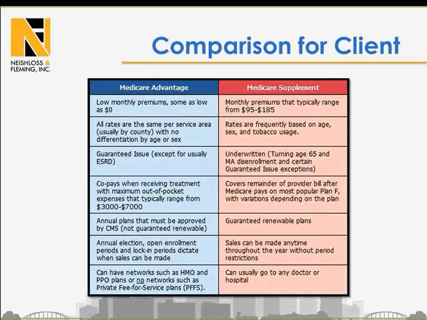Another thing you can use, a comparison chart. This one I have here, it's very simplified. In fact, I urge you to use something like this, go back and forth, comparing each one.